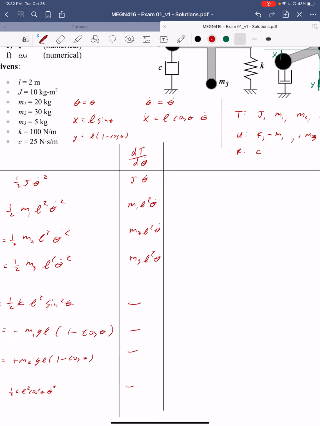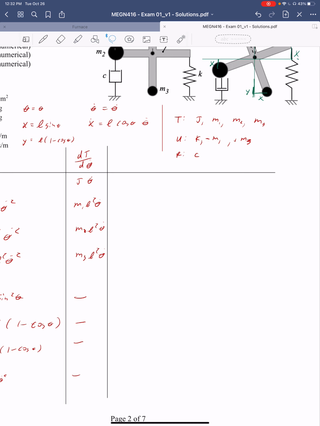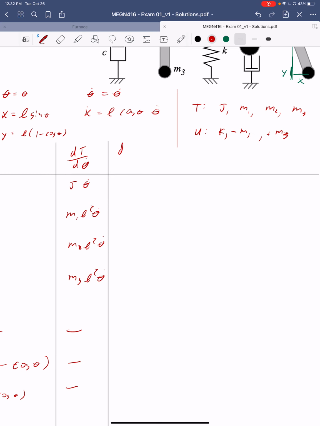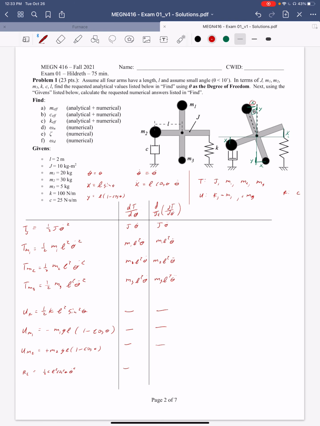And the reason I like this column system is it's kind of breaking up the work to make it easier for me. So I'm only thinking about one thing at a time. So now I'm going to take the partial derivative of this earlier column. So this becomes J theta double dot, M1 L squared theta double dot, M2 L squared theta double dot, and M3 L squared theta double dot. Okay. And that's the first part of our Lagrange equation.